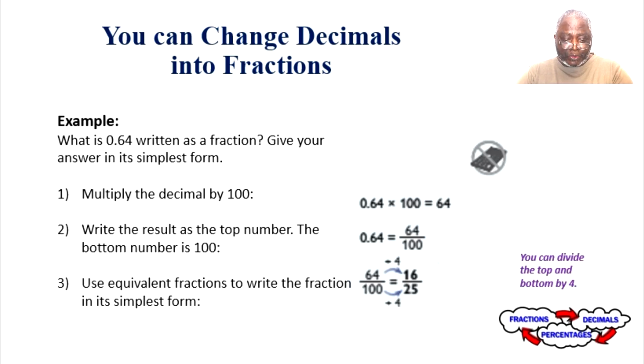Then write the result as the top number. The bottom number is 100. So 0.64 is 64 over 100. And then you change it into an equivalent fraction by dividing the top and the bottom to bring it to its simplest form, which is divide 64 by 4, divide 100 by 4, and you have 16/25.